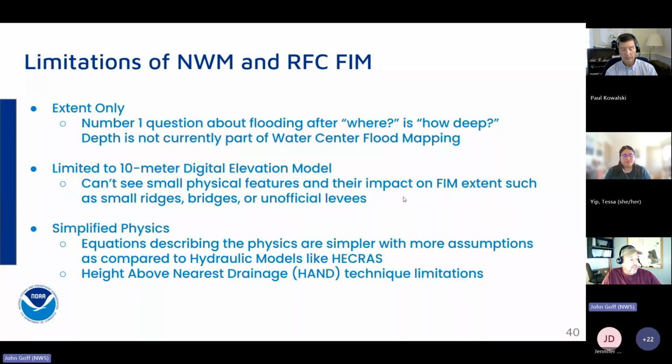Again, we talk about the simplified physics through the hand techniques. We are moving toward that ripple HEC-RAS-based modeling on some of our rivers and streams. I showed you that. But the hand method per se has to make a lot of simplified assumptions when you're doing this across millions of miles of stream reaches. So there's simplified physics here.